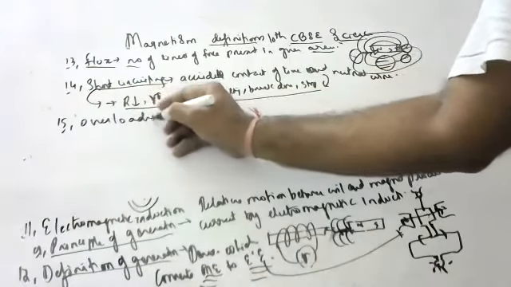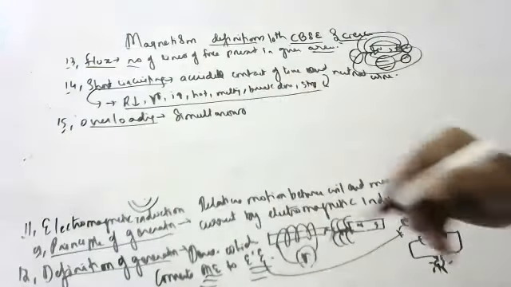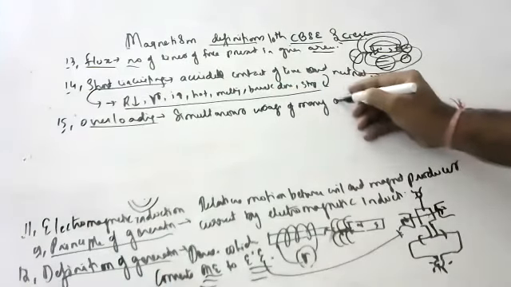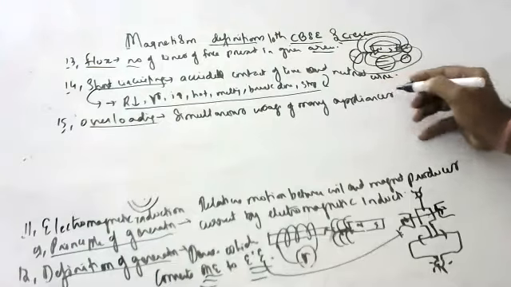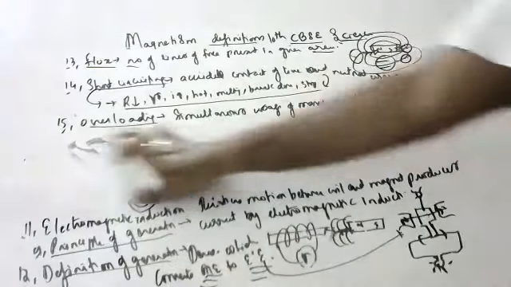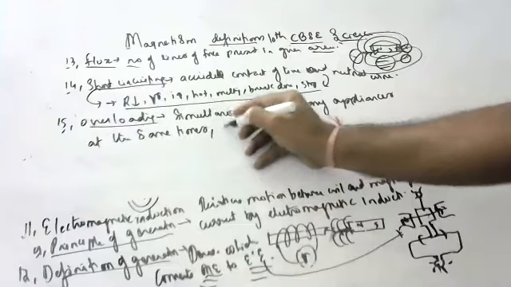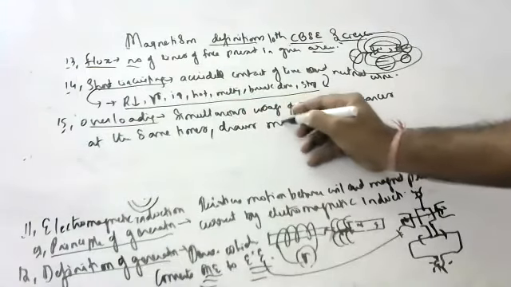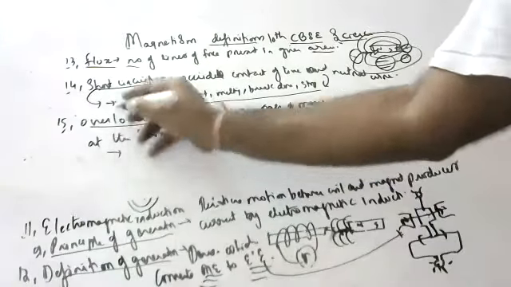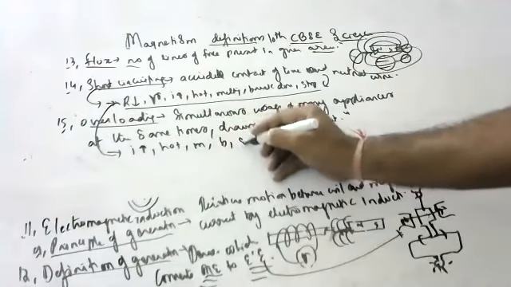What is overloading? Simultaneous usage of many appliances at the same time draws more current. If you use many appliances at a time, more current is drawn. What happens during overloading? Same thing. Current increases, the wire will become hot, it will melt, it will break, and current stops.